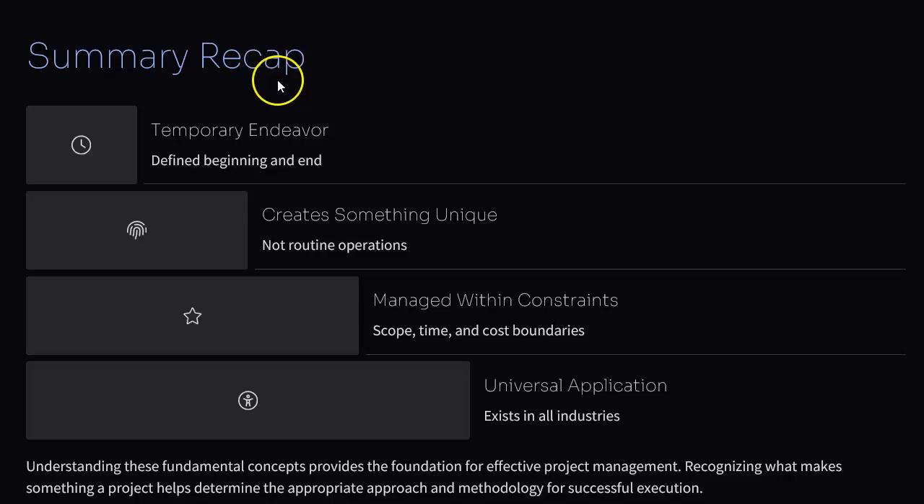Summary, what we understand so far: it's a temporary endeavor, with a defined beginning and end, not routine operations. It creates something unique. It is managed within constraints, the scope, time, and cost boundaries. It has universal application and exists in all industries. Understanding this fundamental concept provides the foundation for effective project management. Recognizing what makes something a project helps determine the appropriate approach and methodology for successful execution.